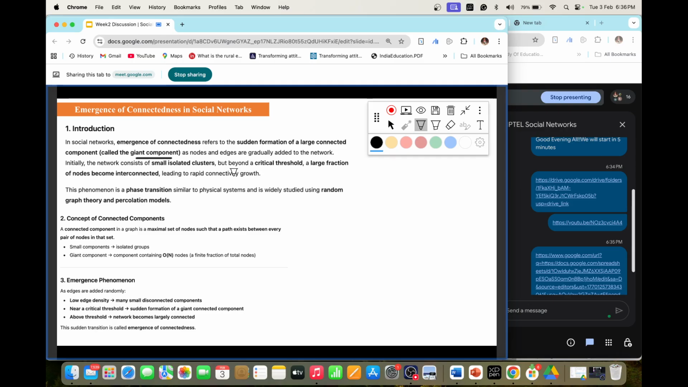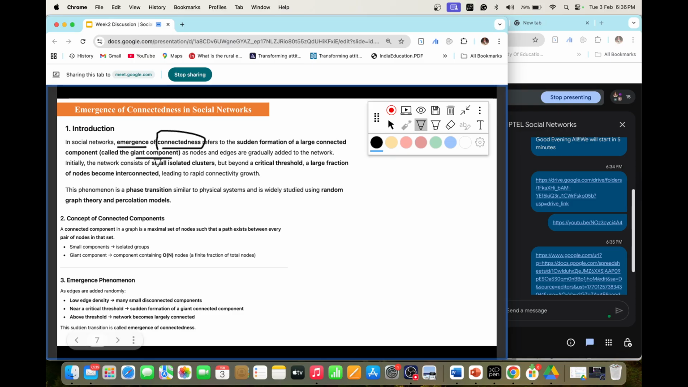So a social network is a dynamic platform, so nodes and edges get updated with passing time, right? So this phenomenon, where a sudden formation of a large connected component called a giant component emerges as nodes and edges are gradually added to the network, that is known as emergence of connectedness. Okay, so emergence means emergence, that is the common English one, and connectedness. Okay, so that is emergence of connectedness.